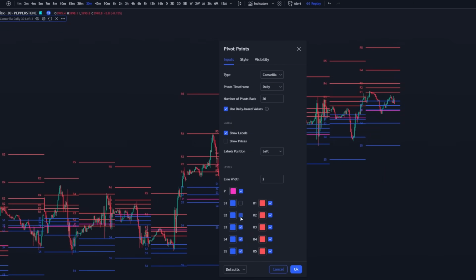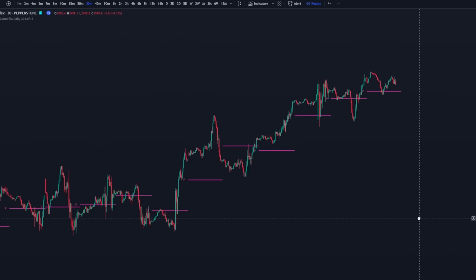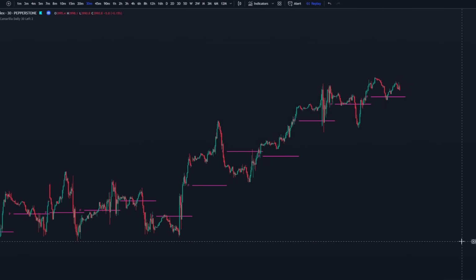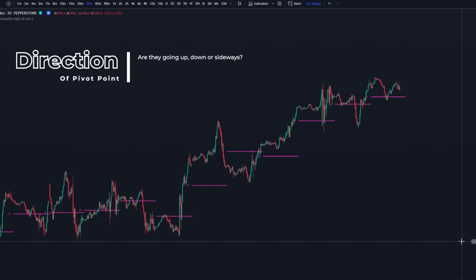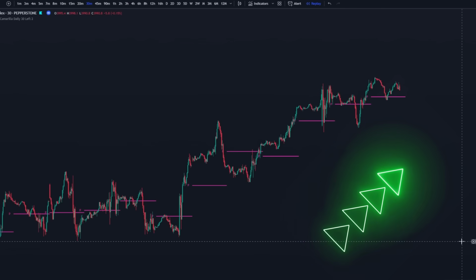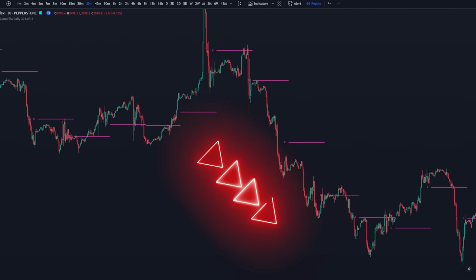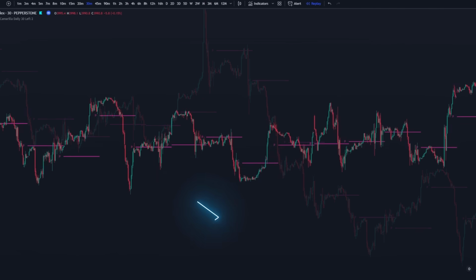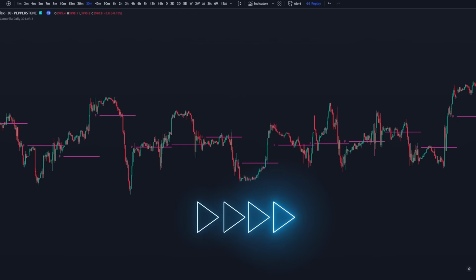Begin by isolating the pivot line and closely scrutinizing its trajectory. Is it climbing, descending, or remaining static? This is crucial as it provides insight into the market's overall direction. If the pivot points are ascending, it suggests that the average price is on the rise, indicating an uptrend. Conversely, a downward trend is indicated if the pivot points are plummeting. If the pivot points are fluctuating within a narrow range, it implies that the market is consolidating before making its next big move.